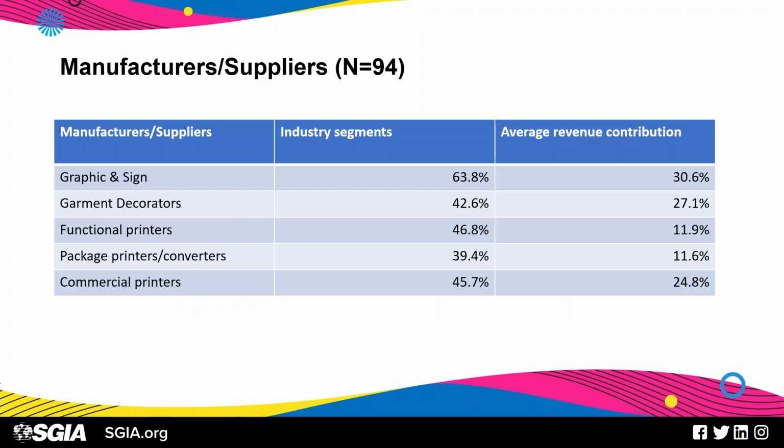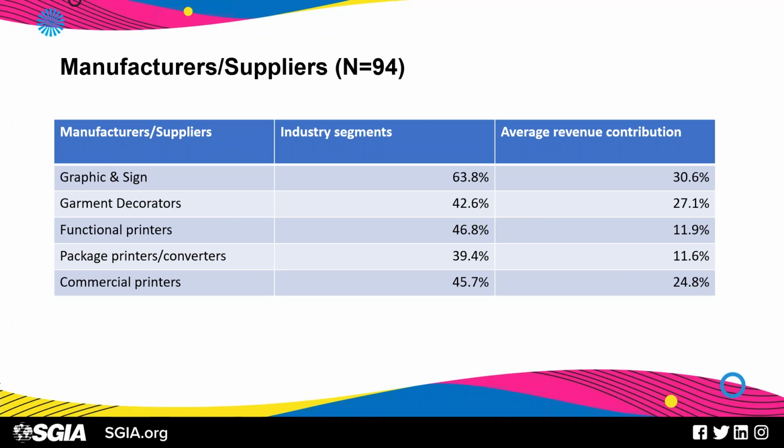Manufacturers and suppliers. For this particular segment, we did not have a long report because, as you understand, the products are printing equipment and supplies, and the markets are printers. So we focused on the industry segments they serve. We asked them about their business indicators. If you look at this slide, we can see that they serve a variety of industries. They serve all printers to different extents. The majority serve the graphic and sign community.